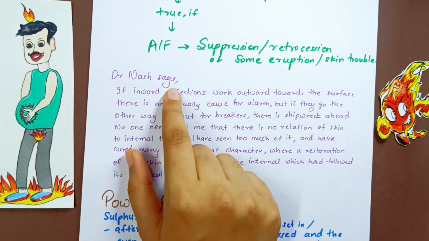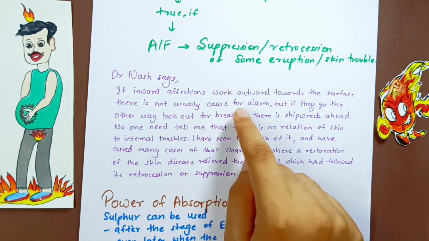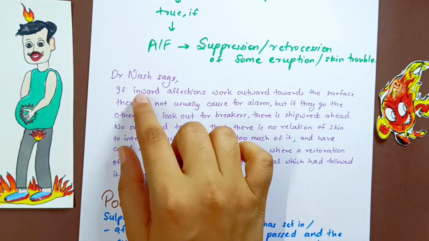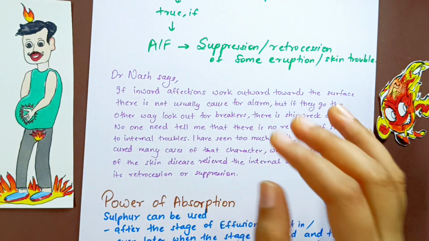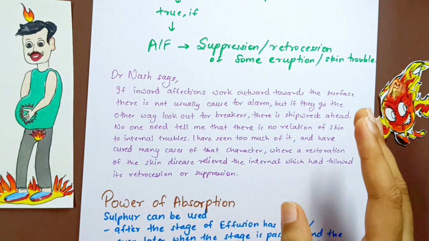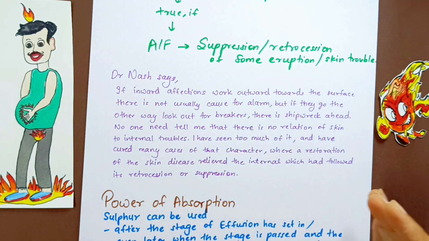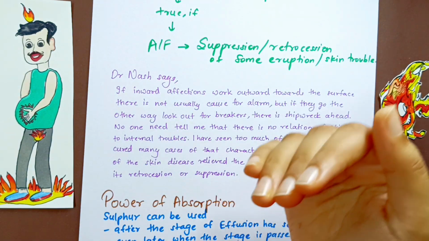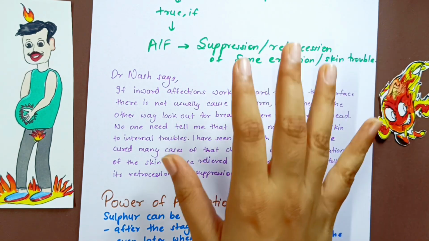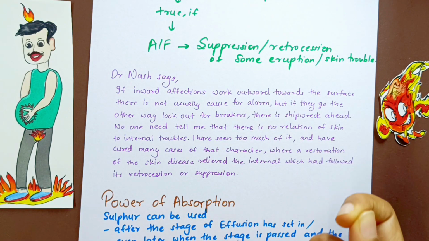Now Dr. Nash says if inward affections work outward towards the surface, there is not usually cause for alarm. First of all, what does this mean? He says that if you have any inward affection, meaning suppose you have a problem in your liver, maybe fatty liver, or maybe a peptic ulcer in your stomach or duodenum, that is something inside. That is inward affection. Now if it works outward, meaning you first had a peptic ulcer and you were given a correct homeopathic remedy, after which you developed an eruption.